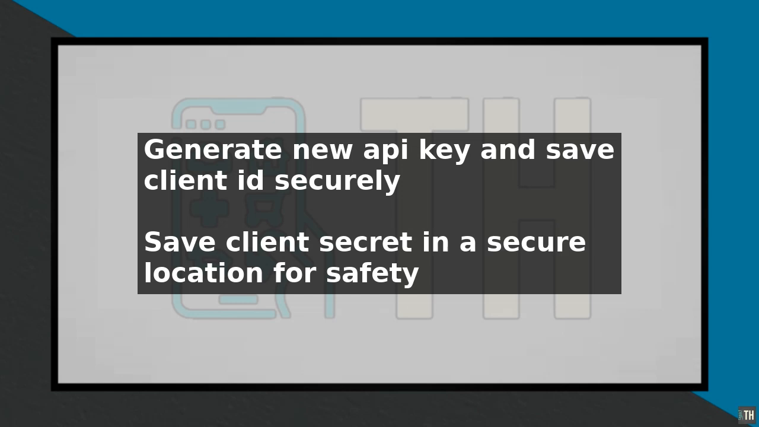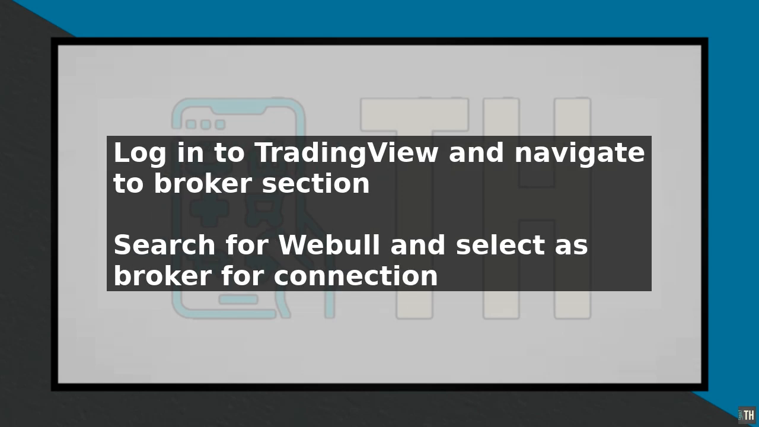Log into your TradingView account and navigate to the Paper Trading or Broker Connection section. Click on Add Broker and search for Webull. Then select Webull as your broker. Enter the client ID and client secret you saved earlier and click Connect.